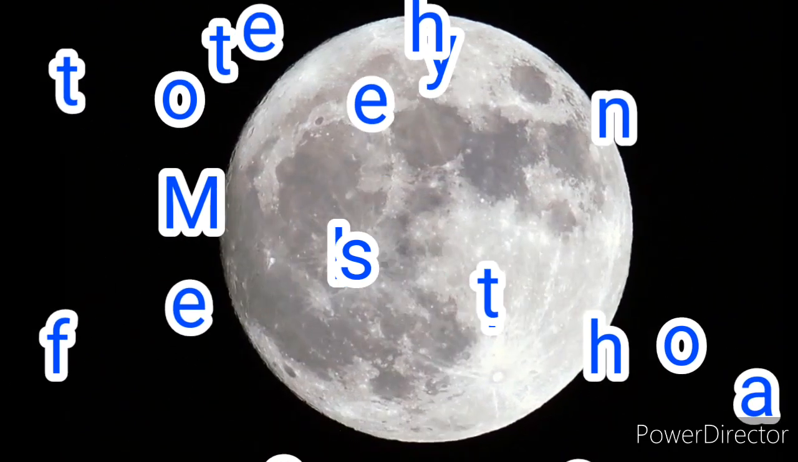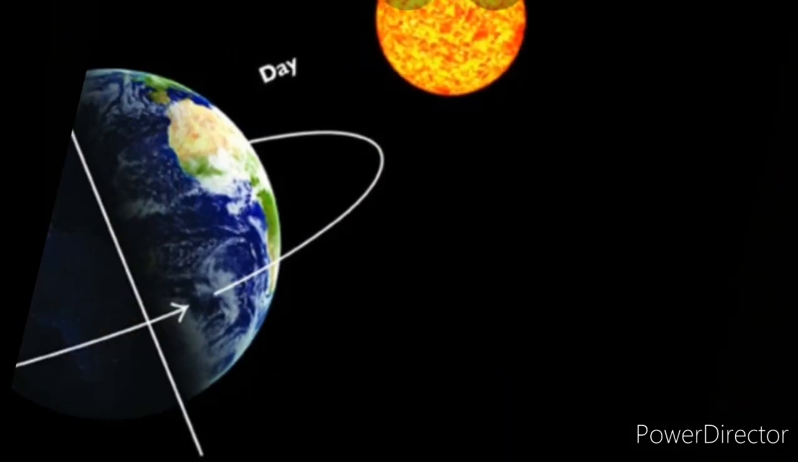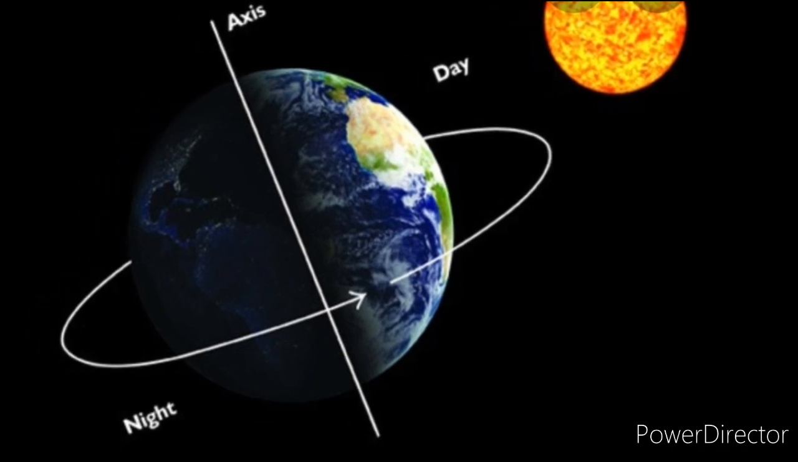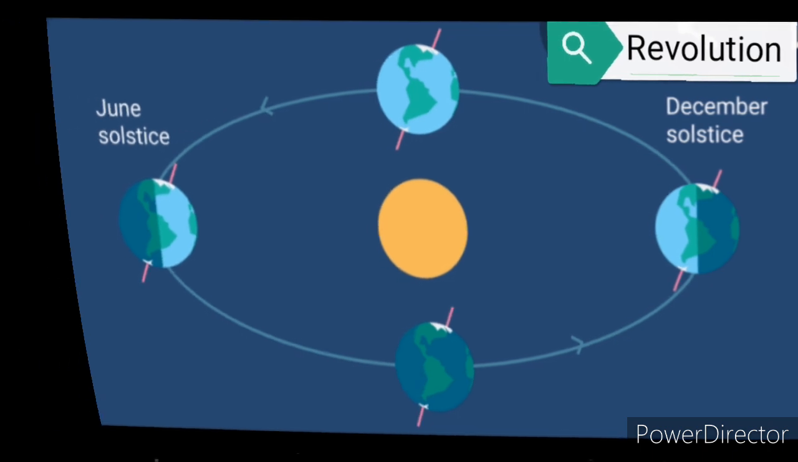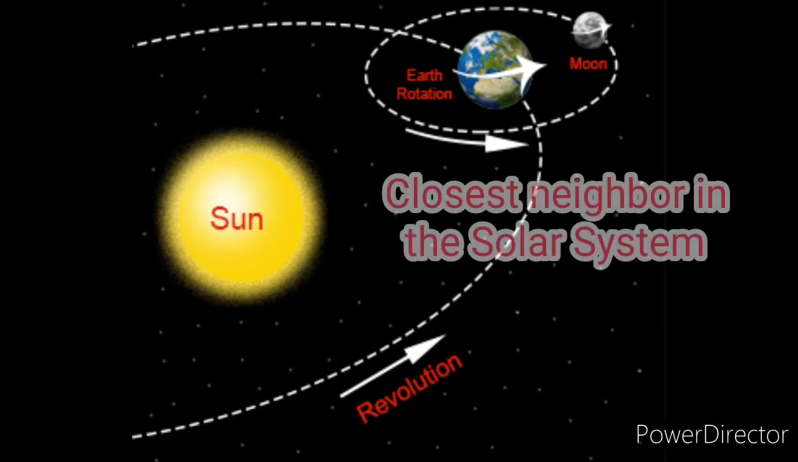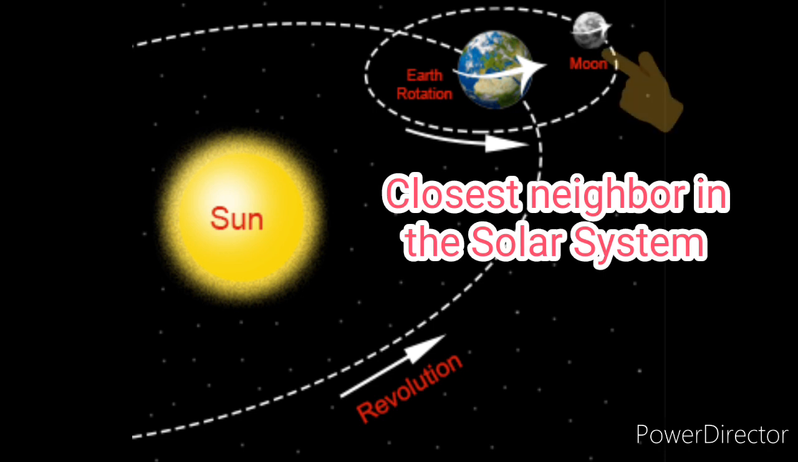We learned in our previous lesson that the Earth is rotating on its axis, which causes day and night. And it revolves around the sun, which causes the seasons, for about a year, one complete revolution, or 365 and 1/4 days.